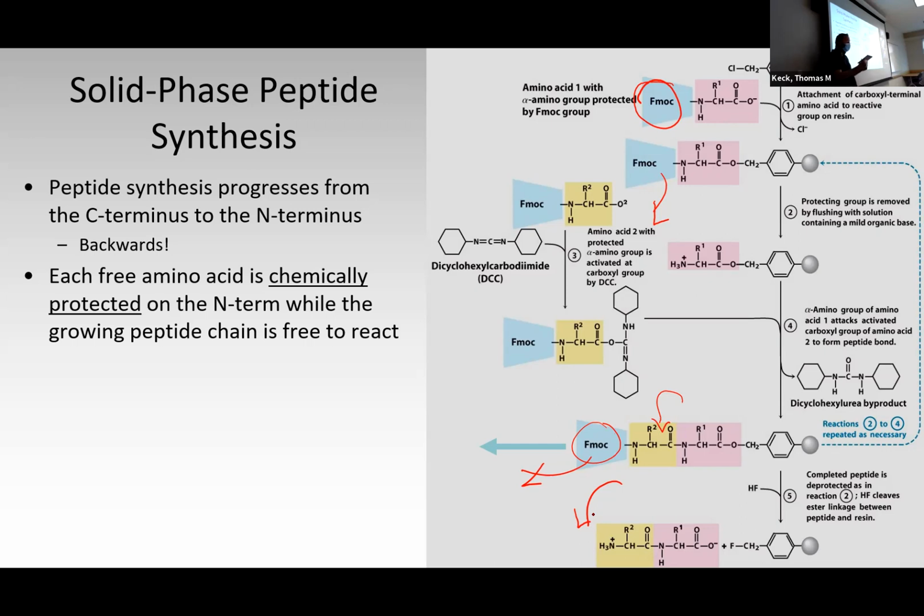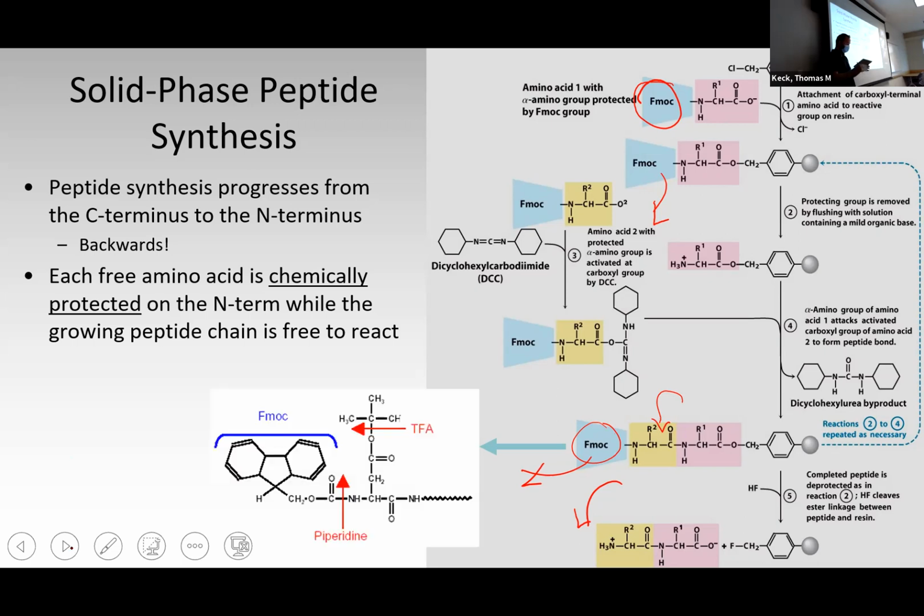Okay, and then the other thing to notice is we actually synthesize these things backwards. Cells will synthesize proteins and peptides from the N terminus to the C terminus. We're actually synthesizing from the C terminus to the N terminus in solid phase synthesis. Okay, this is just a little image to explain what FMOC even is, and it basically makes that amine less reactive.